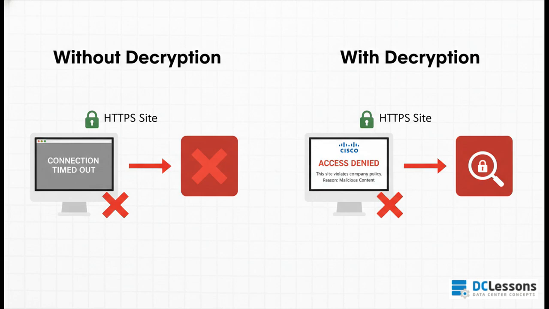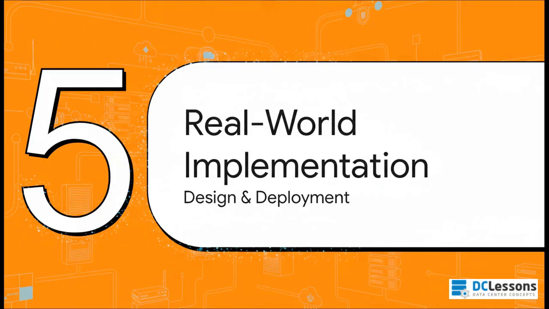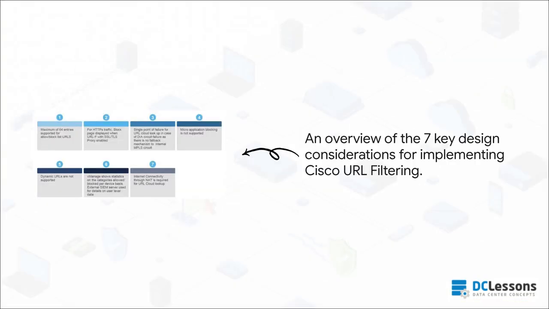Okay, let's pivot from all the theory to actual practice. You're ready to deploy this, but before you just jump into vManage and start clicking away, there are some really essential design considerations and limitations you have to know about. This slide sums up the 7 most important things to think about during your design phase. We're going to highlight a few of the most critical ones in a second, but you should probably review all of these before you even think about rolling this out into production.